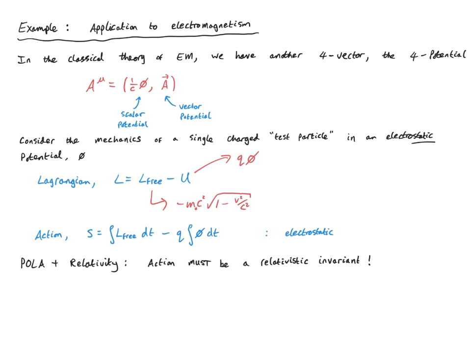However, if we think about the principle of least action and the principle of relativity together, then this implies that the action really should be a relativistic invariant. It should be something that is the same in all inertial reference frames.